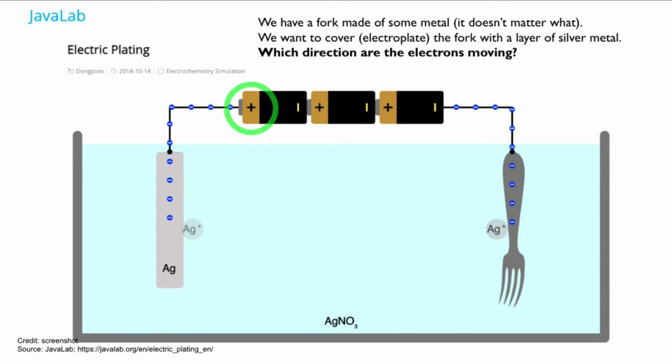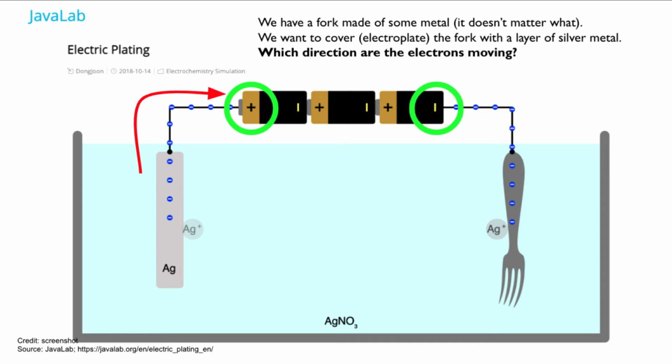So if we remember the rule that opposite charges attract and like charges repel, notice I have a positive end of the battery, my positive battery terminal, facing this side, the side where the silver metal is. That's going to be the side that is attracting electrons into the battery because that's the positive terminal of the battery. So this tells me that electrons are flowing up out of the silver and into the battery. And then the electrons would be traveling through the batteries.